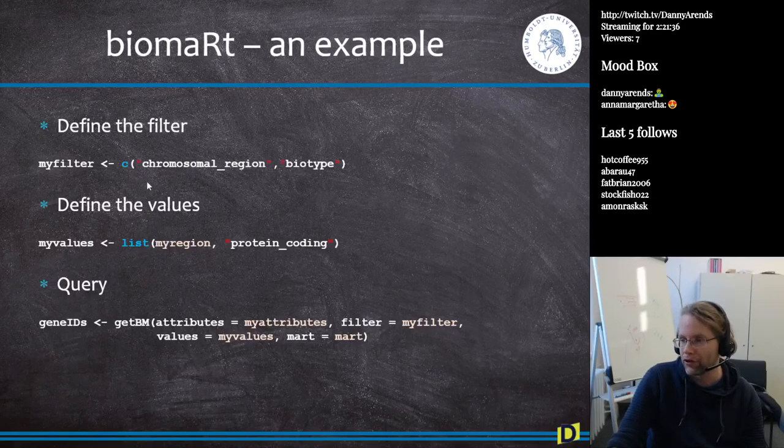So what I do is I specify my new filter. This is just a vector. But in R, I have to make a list saying this is my region, and in this case we only have one. And I want to have protein coding. So the first entry of the list refers to the chromosomal region. The second entry refers to the biotype. So again, we query, giving the attributes, the filter that we want, and then the values.